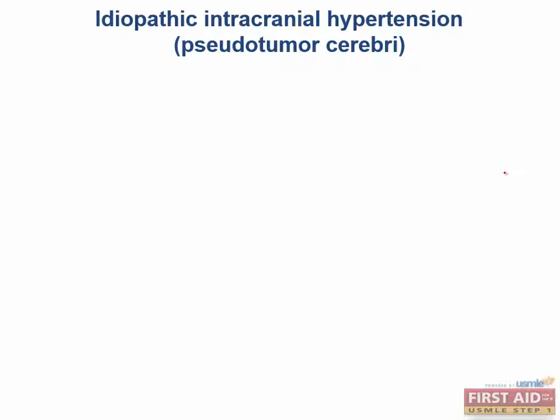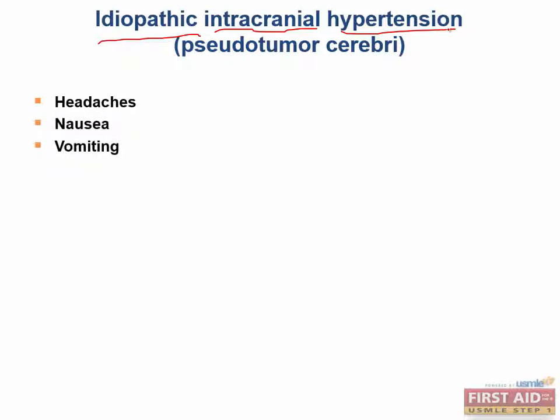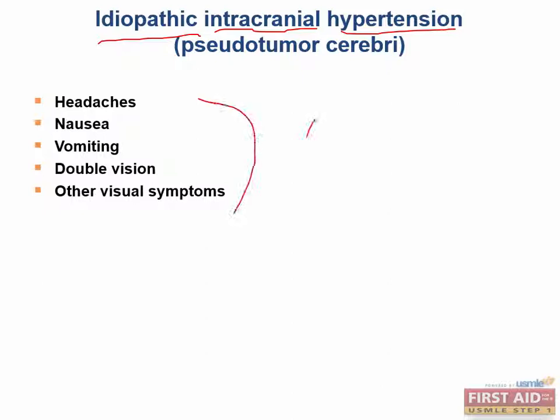Idiopathic intracranial hypertension is exactly what its name implies. Idiopathic refers to the fact that there is an unknown cause for this disorder, while intracranial and hypertension obviously refer to the fact that there is increased pressure in the brain. Now, this disorder occurs in the absence of a tumor or other diseases. The main symptoms are headaches, nausea and vomiting, double vision, as well as other visual symptoms. These are all symptoms that one would expect to see with increased intracranial pressure.